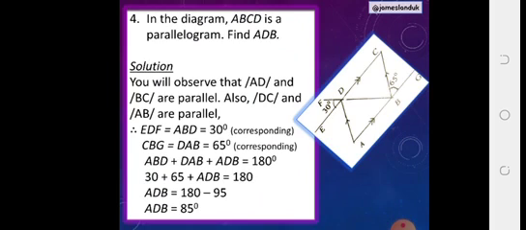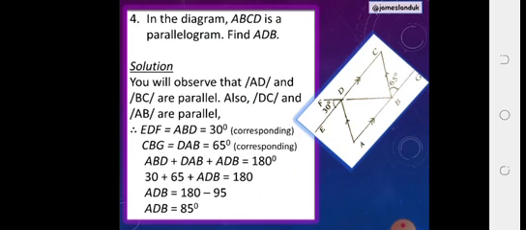In the diagram ABCD, if you study the diagram very well, it's a parallelogram, and right there you are asked to find angle ADB. You will observe that lines AD and BC are parallel. Also lines DC and AB are parallel. So with the knowledge of parallel lines and transversal lines, we'll be able to solve the question.